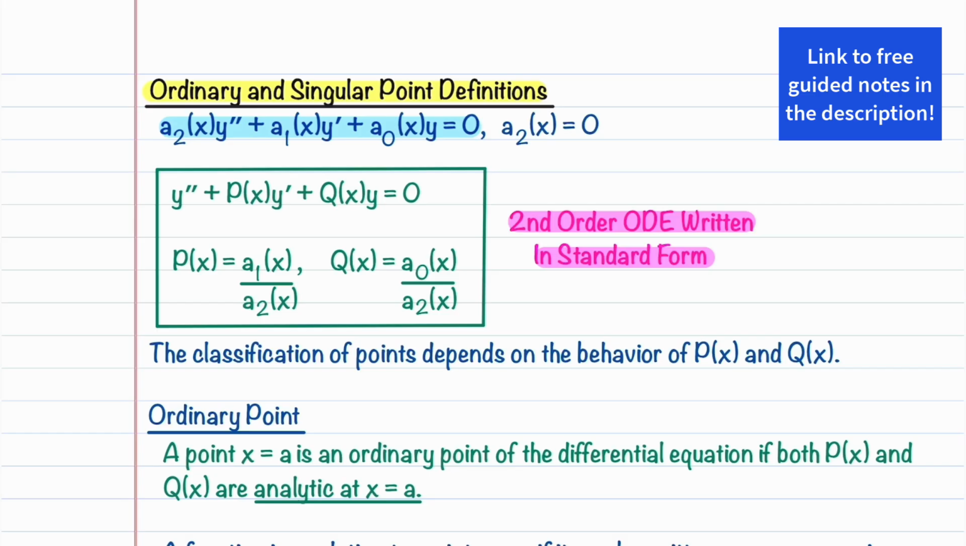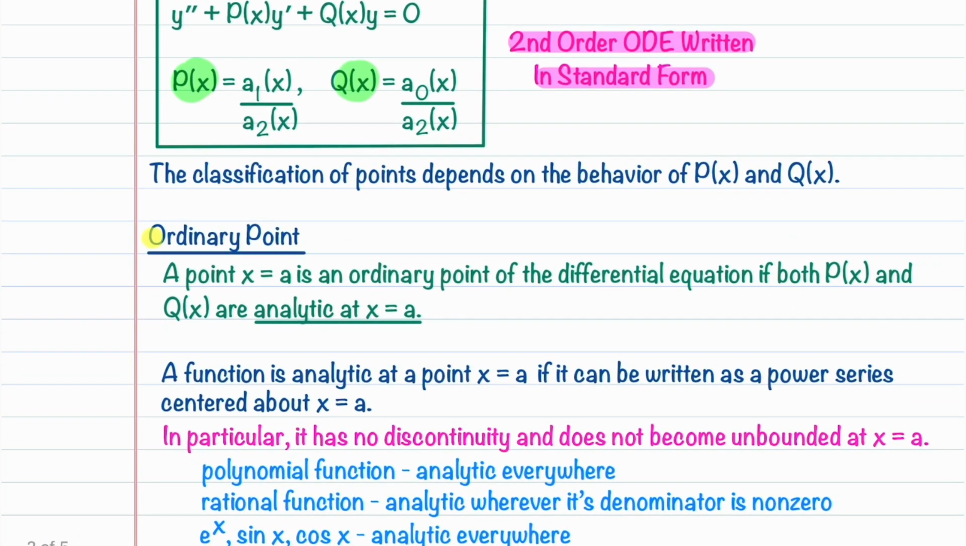To put an equation in standard form, all you have to do is divide by whatever multiplies y double prime. The classification of points then depends on p of x, that's just the function that multiplies y prime, and q of x, which is the function that multiplies y.